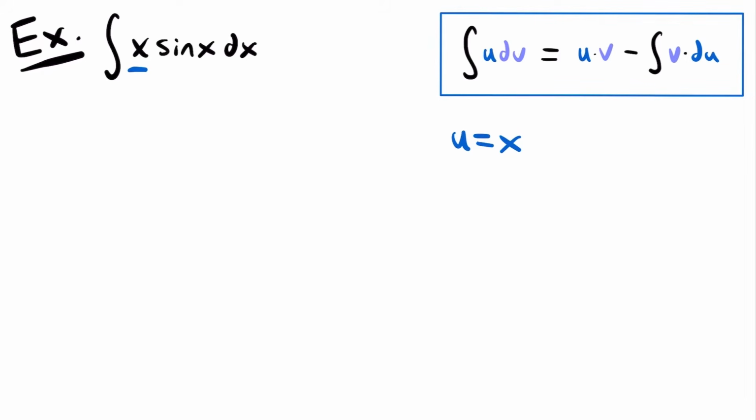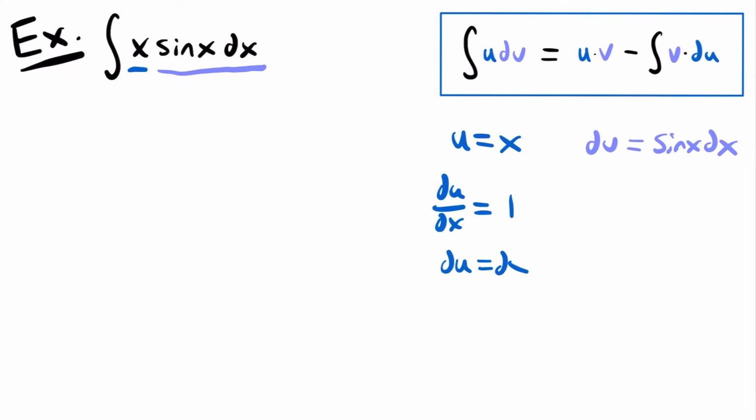And then we will set dv equal to sine x dx. So we will have dv is equal to sine x dx. And so now we will take the derivative of u and integrate dv. And so let's start by differentiating u. So we'll have du/dx is equal to 1, which is the derivative of x. And then if we multiply both sides by dx, we will have that du is equal to dx.